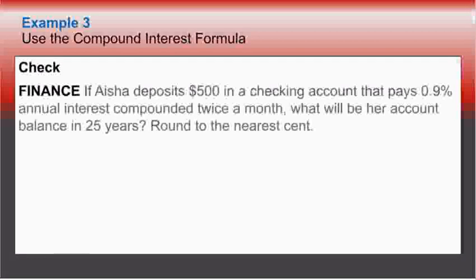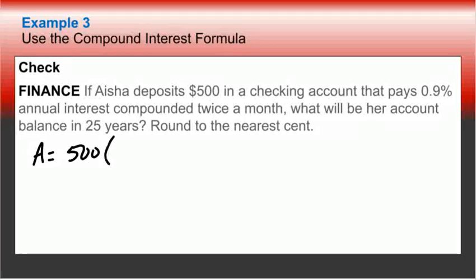And our last question: if Aisha deposits $500 in a checking account that pays 0.9% annual interest compounded twice a month, what will her account balance be in 25 years? So we would start with the principal amount, $500 times 1 plus the rate as a decimal, 0.009, divided by twice a month. There's 12 months in a year, so twice a month would be 24 times a year. Raise to the 24 times 25.